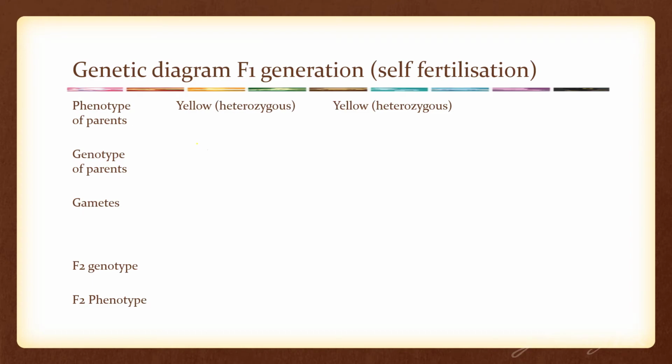The genotype of the parents is capital Y and small letter y, capital Y and small letter y. And the resultant gametes, one will have the dominant alleles, one will have the recessive alleles. Same thing for the other parent, or the other sex organ. 50% of the gametes will have the dominant allele, 50% will have the recessive alleles.